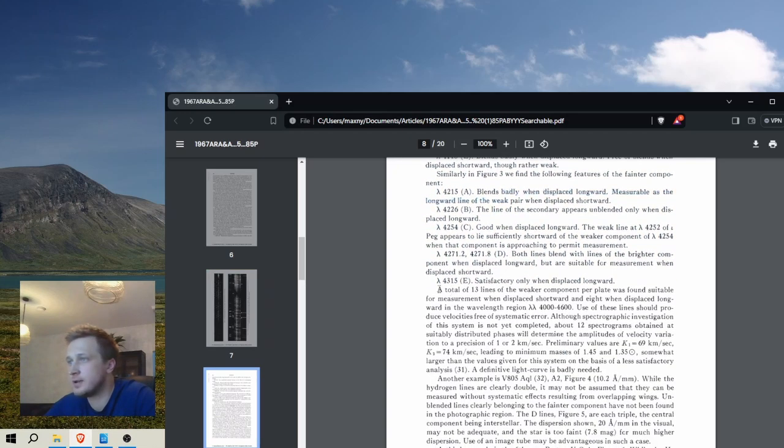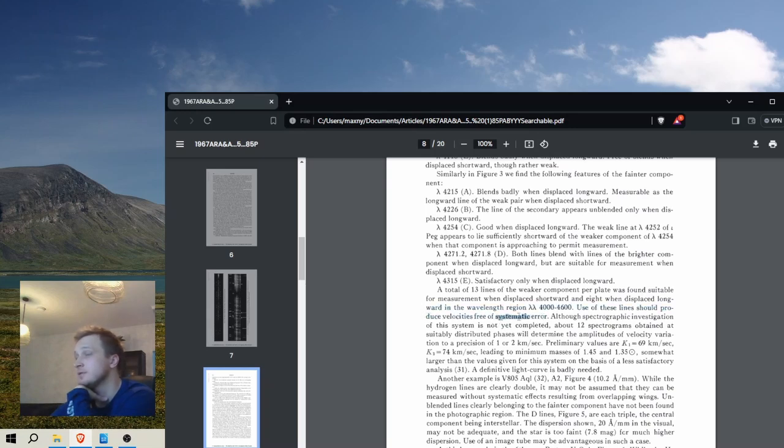He continues: a total of 13 lines of the weaker component per plate was found suitable for measurement when displaced shortward, and 8 when displaced longward in the wavelength region 4000 to 4600. Use of these lines should produce velocities free of systematic error.